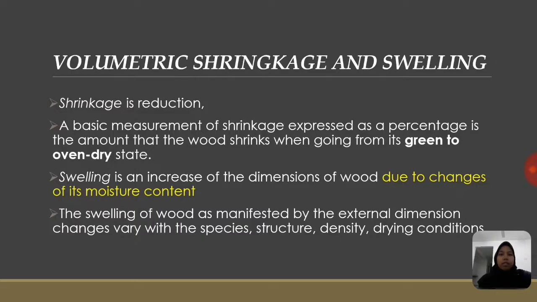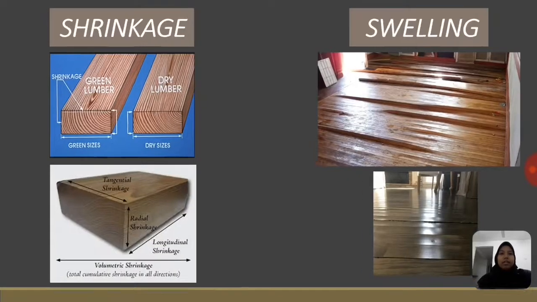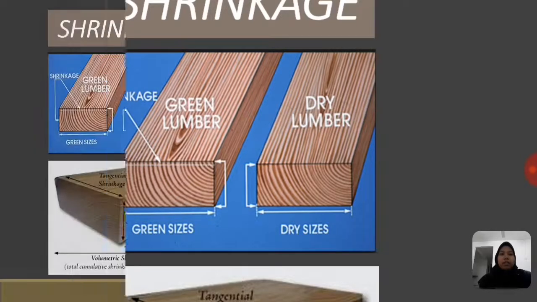Swelling is an increase of the dimension of wood due to change of its moisture content. The swelling of wood, as manifested by the external dimension change, varies with the specific structure, density, and drying condition. We can see the shrinkage for green lumber and dry lumber.